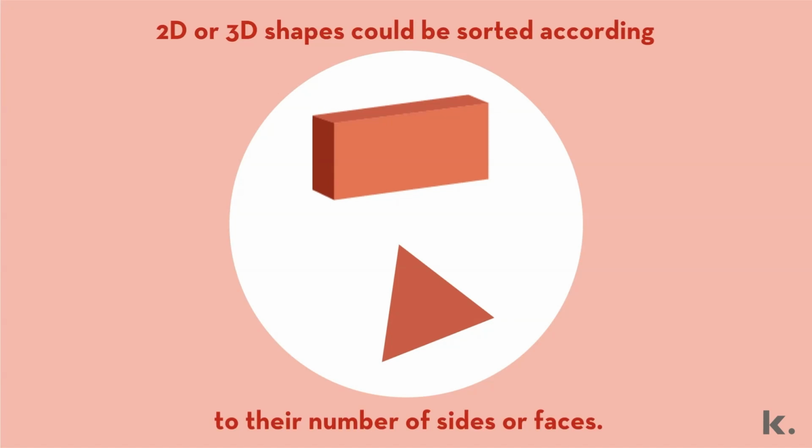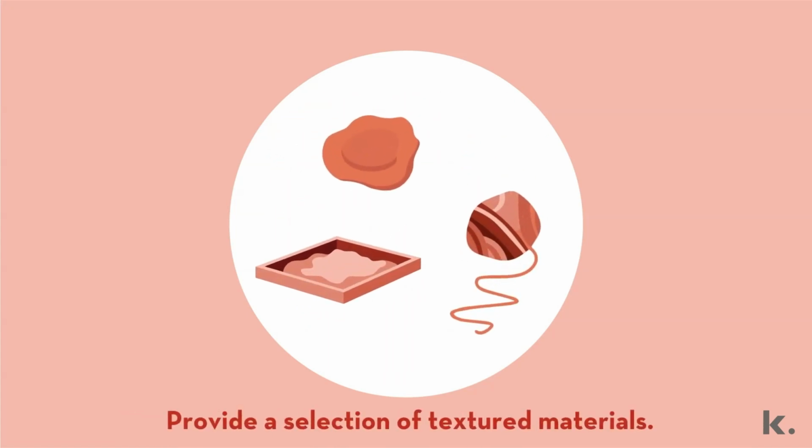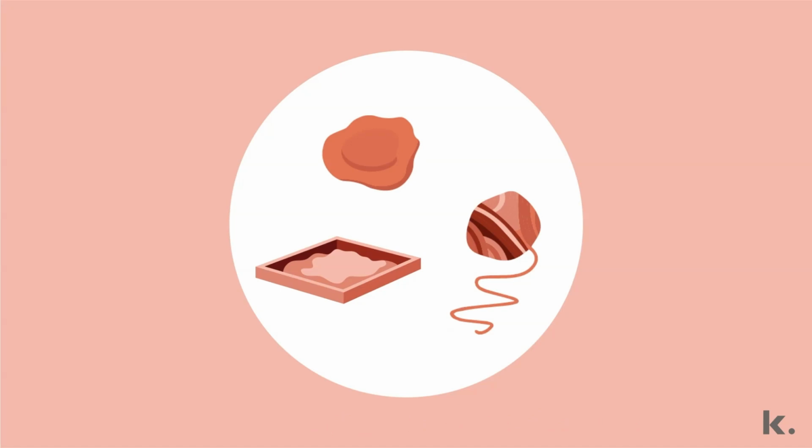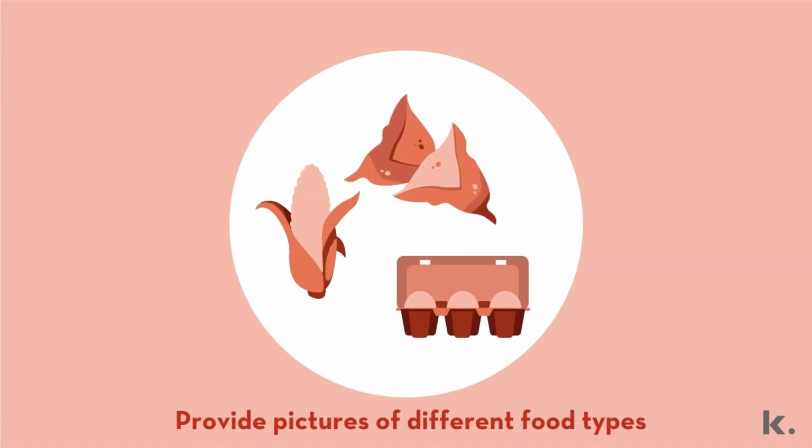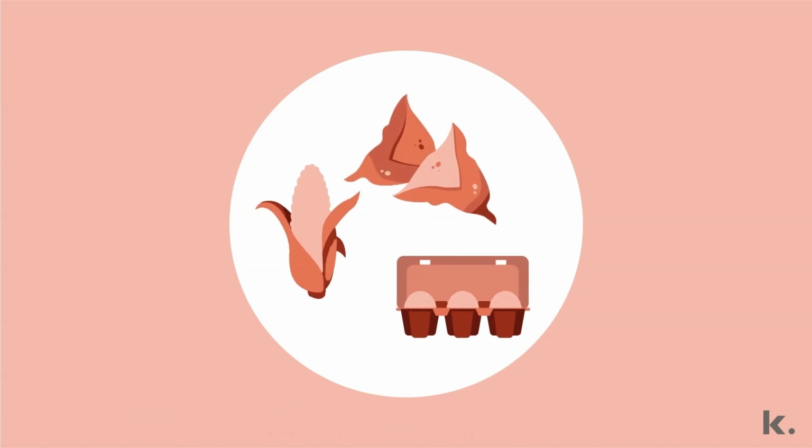1. 2D or 3D shapes could be sorted according to their number of sides or faces. You could simplify this by specifying that these shapes are sorted by those that have 4 sides from those shapes that do not have 4 sides. 2. Provide a selection of textured materials. Have the children sort these according to being smooth and rough. 3. Provide pictures of different food types and have the children sort them according to healthy foods and unhealthy foods.